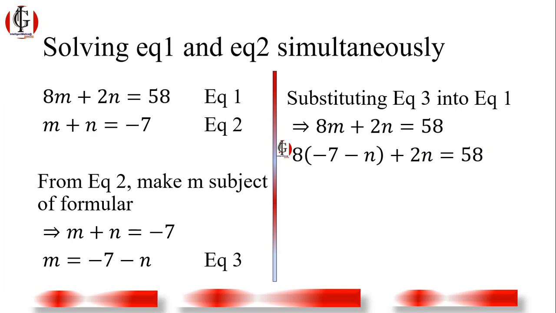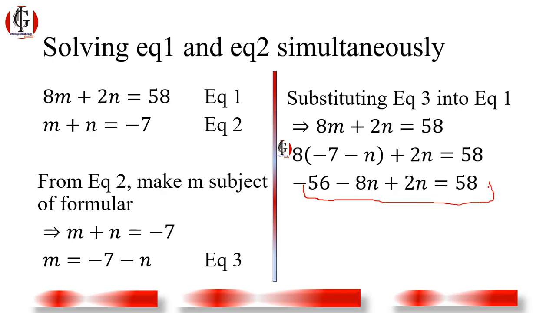So 8 times minus 7 is minus 56, 8 times minus n is minus 8n, plus 2n equals 58. Now, let's collect like terms. So I'm going to have minus 8n plus 2n equals 58 plus 56, taking 56 to the other side.